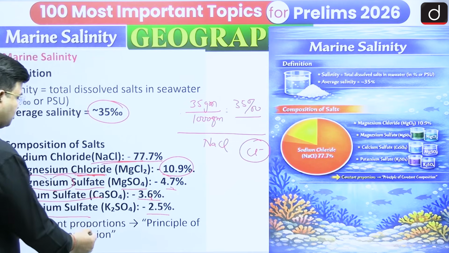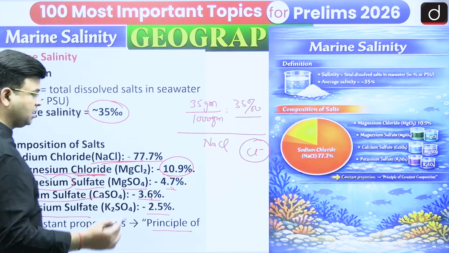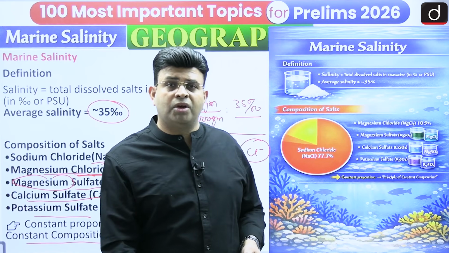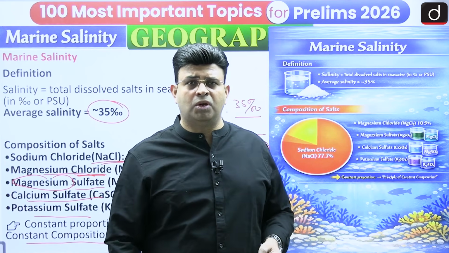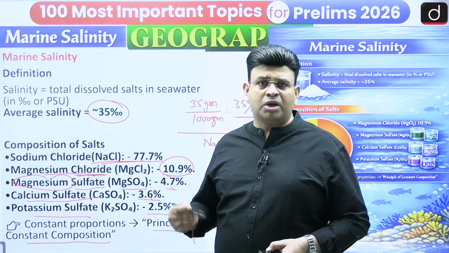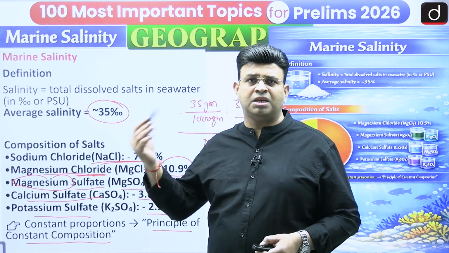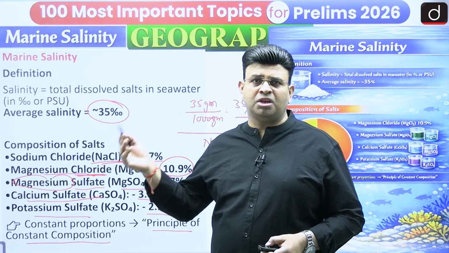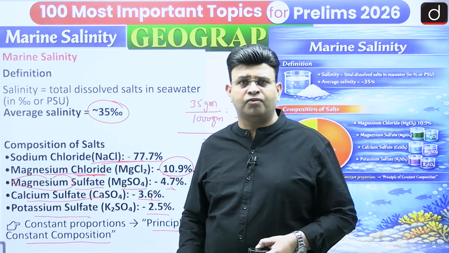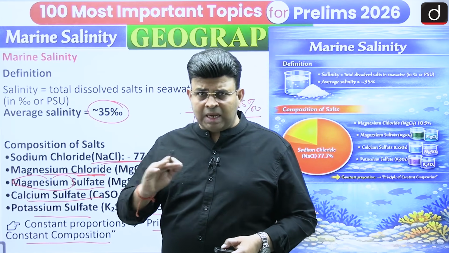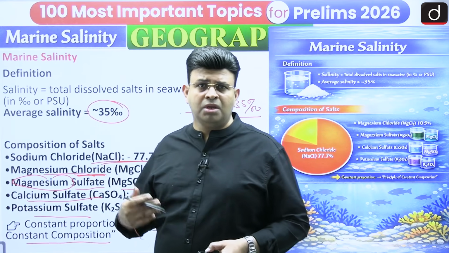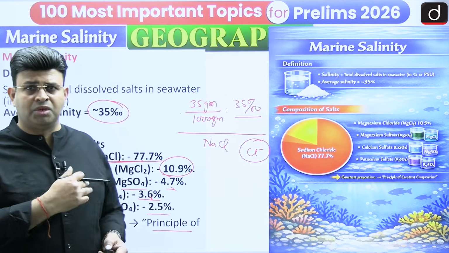There is also the principle of constant proportions. If we are talking about the Pacific Ocean, the Indian Ocean, the Atlantic, the Arabian Sea, or any sea or ocean in the world, the proportion of this percentage will remain the same. Salinity sometimes increases: around 39 to 40 parts per thousand in the Mediterranean Sea, around 40 in the Red Sea, and around 41 in the Persian Gulf. Salinity varies, but the proportion remains the same: 77.7 percent, 10.9 percent, 4.7 percent, 3.6 percent, and so on.